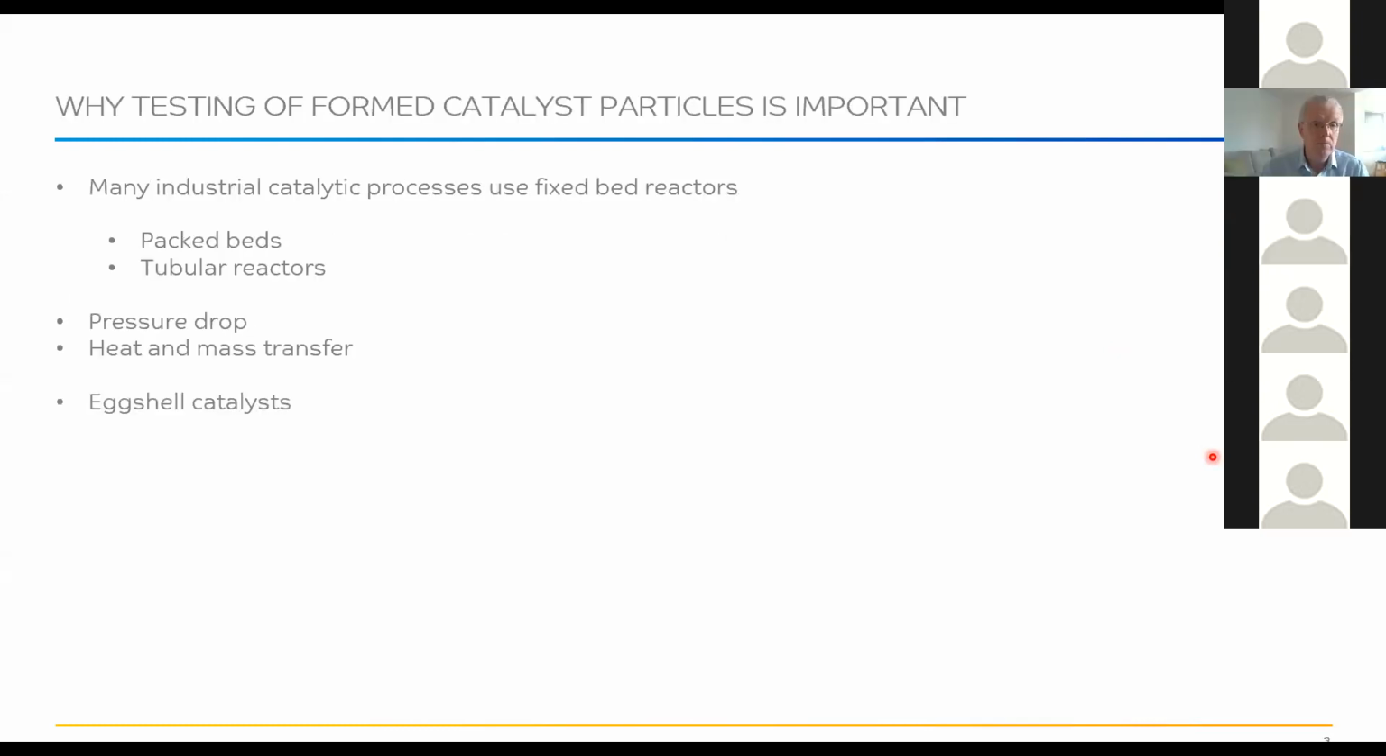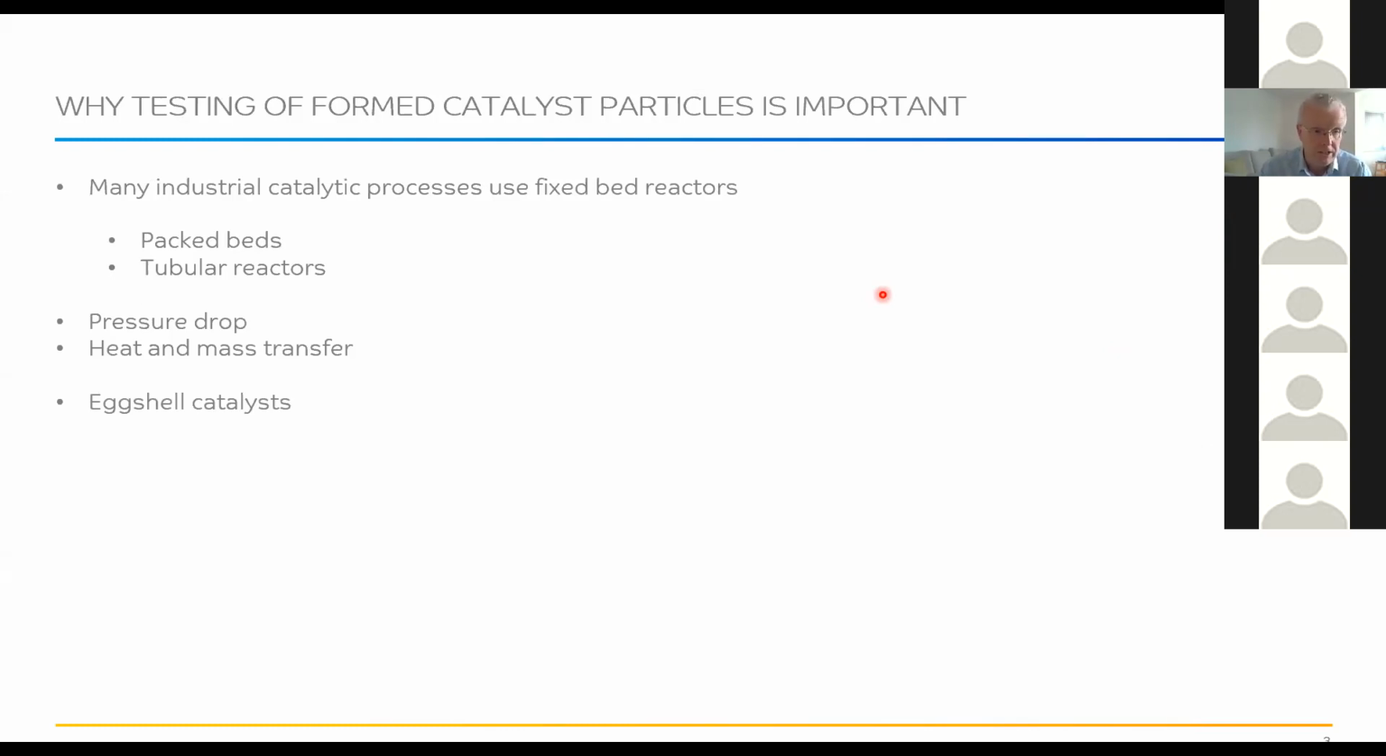So why is it important for us to test catalysts? It's because in industrial catalytic processes, many processes use fixed bed reactors. We're talking about either a packed bed, like an adiabatic bed, or a tubular reactor where the catalyst is packed in tubes, which might be 2 to 5 centimeters in internal diameter, and the catalyst is packed into those tubes.